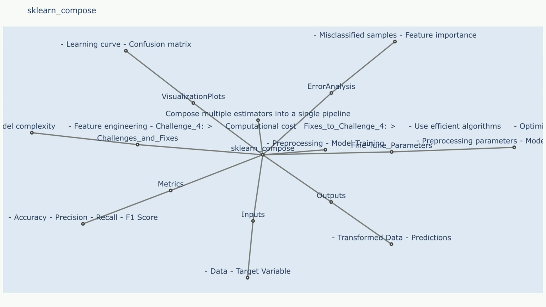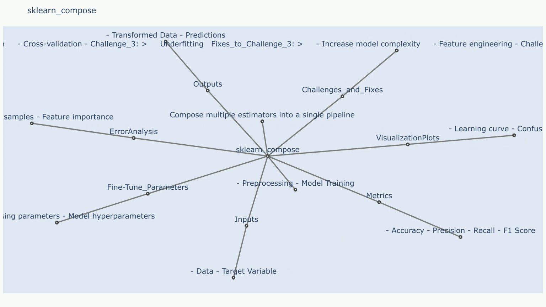Scikit-learn Compose. Description: the scikit-learn compose module provides tools for building more complex machine learning pipelines by combining different estimators. This module allows you to streamline the process of preprocessing data, selecting features, and building models. Inputs. Data: the input data can be a pandas DataFrame or a NumPy array. It should be in a suitable format for the specific estimator you are using.